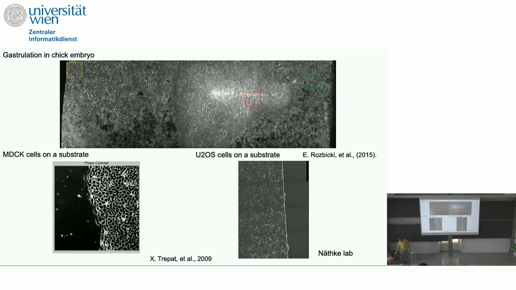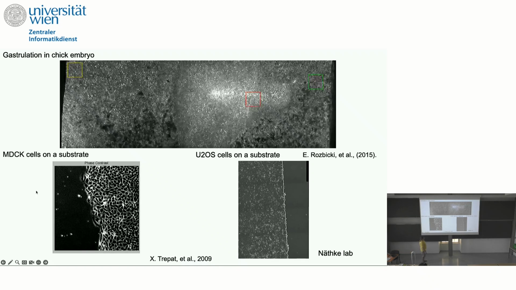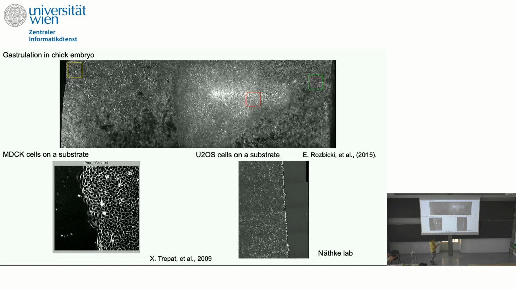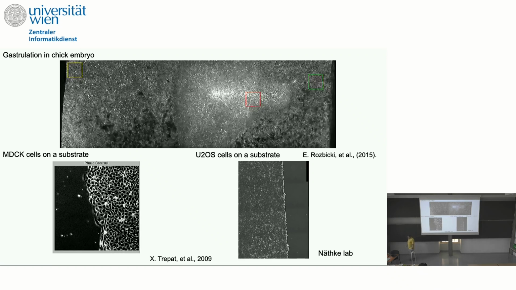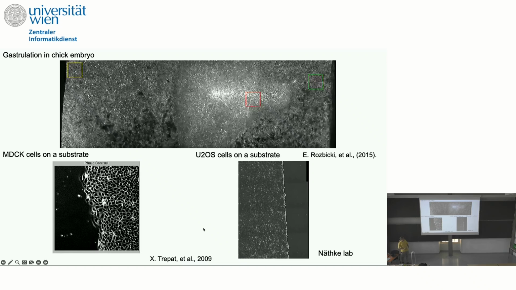So if you place these cells on a substrate, they also grow and move. They propagate. And these are osteosarcoma cells, which were done in the lab of my colleague Inke Nathke in Dundee with our former PhD student.